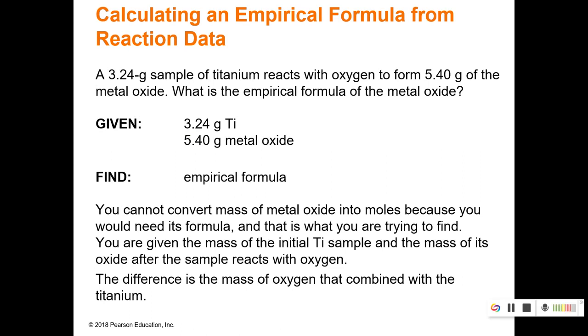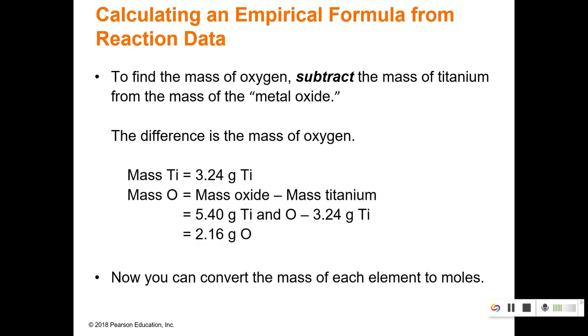Okay, occasionally they're going to give us values instead of percentages. Normally we get percentages, but here it tells us we've got 3.24 grams of titanium in the metal oxide and 5.4 grams of the metal oxide. So you have to subtract them to get oxygen. So our oxygen amount is 2.16. This is only if they don't tell you all the elements. Remember, percentages add up to 100, so if they tell you all but one, you just subtract them from 100.